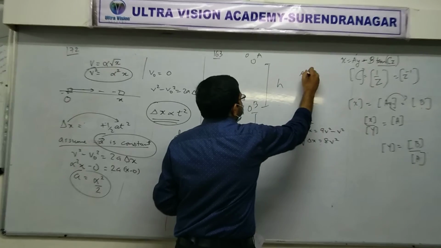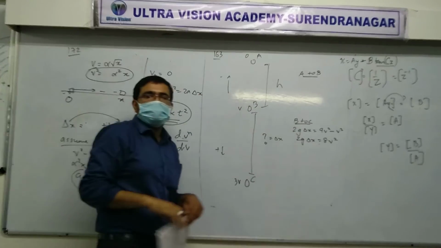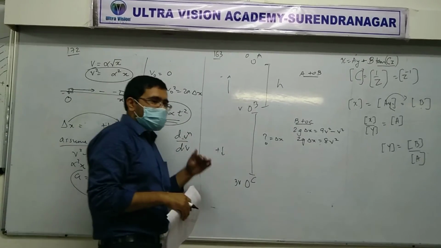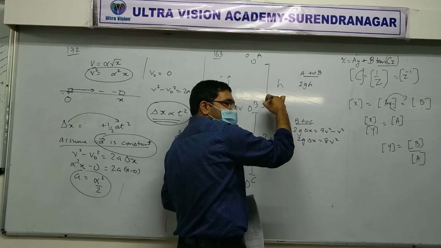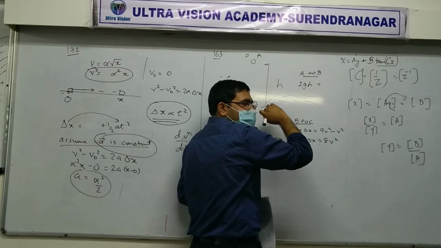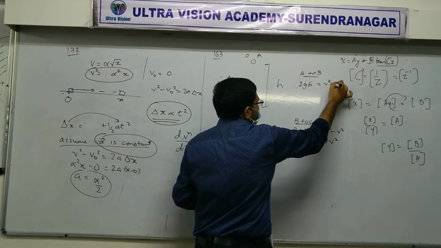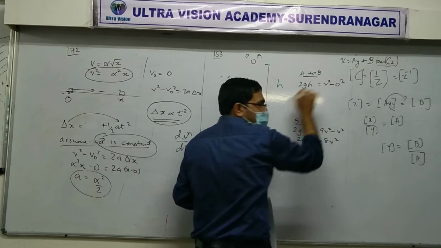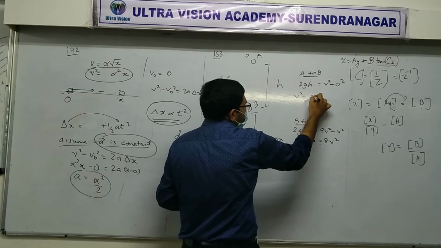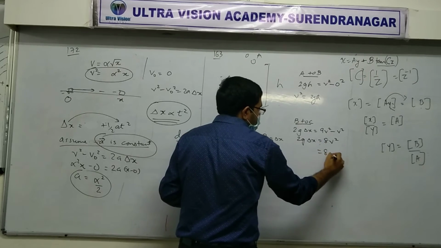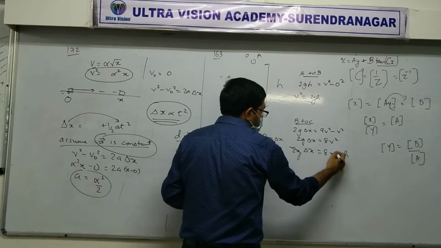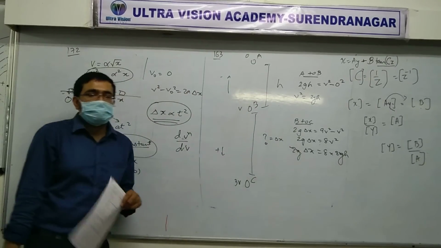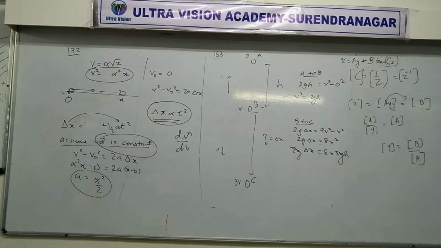Okay, leave it aside. Now A to B. Use third equation for A to B. What do we get? 2g x, because here the displacement is x. Final velocity square minus initial velocity square. Understood? So this gives you v square value. How much is v square? 2gx. Solve it out. Okay. Next.